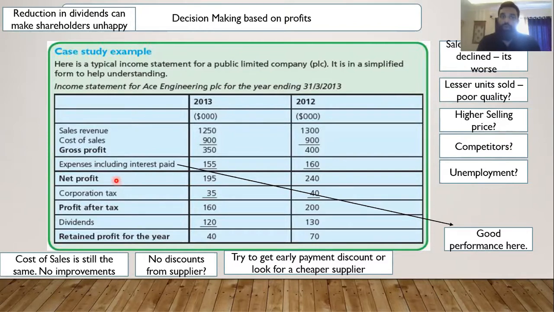So this is how we analyze the income statement. We find out the problems. First we comment, then we give the reason why good performance or why bad performance. Then we can give suggestions. And for every suggestion, there's a positive side and there is a negative side. So for example, if I look for a cheaper supplier, maybe I am able to reduce my cost of sales, but on the other hand, maybe the cheaper supplier will not be able to give me the same quality as my old supplier, which can disappoint my customers. So every method has positive and negative sides.